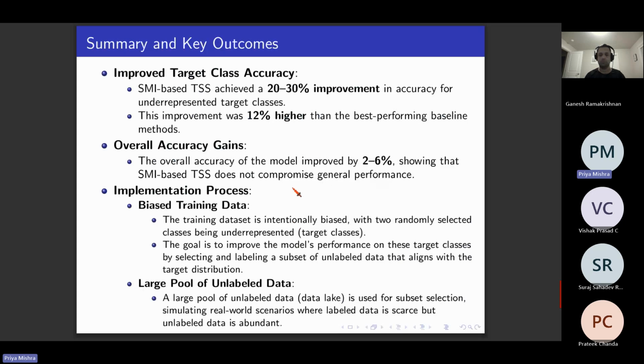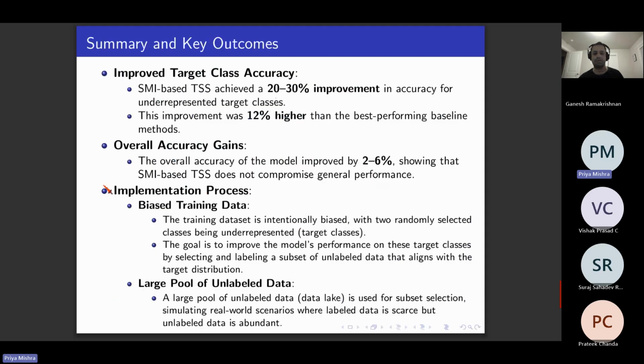Yeah, and the summary and the key takeaways are, if we try to train on an unlabeled set, and if we try to check the improvement in both the trained and the retrained model, the improvement is 20 to 30% in the accuracy of it, and this is also 12% higher than the baseline cases which are used like random sampling and other things. And the overall accuracy of the model is increased by 2 to 6%.